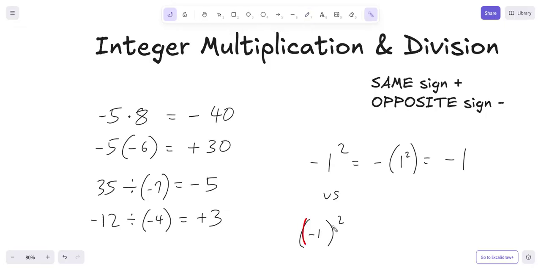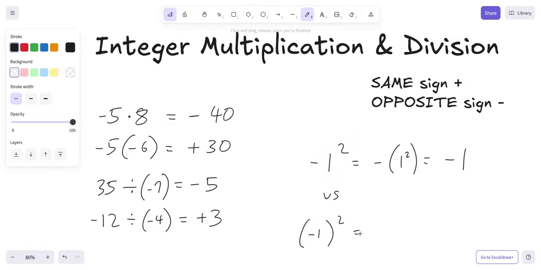While here, we have the parentheses around the negative. So it forces us to square the entire negative number, right? Here we're only squaring the positive one. Here we're squaring the whole negative one. So this is equal to negative 1 times itself because it's squared. So this is equal to positive 1.